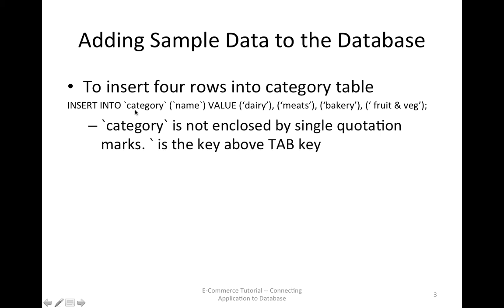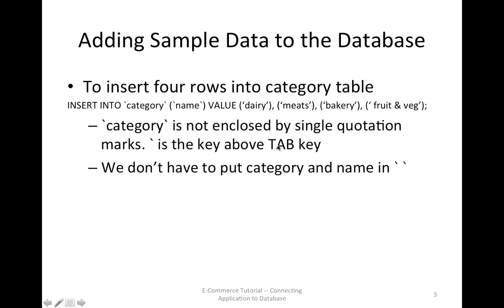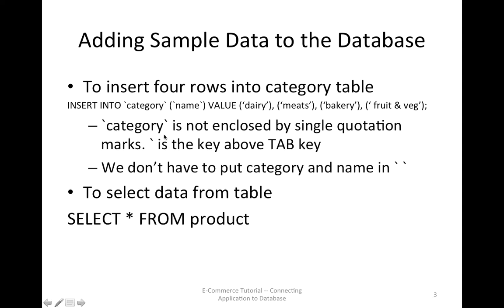Please pay attention, category and name are not enclosed by single quotation marks. This notation is the key above the tab key. And dairy, meats, bakery, fruit, and veg are enclosed in single quotation marks. Well, we don't have to put category and name in this notation. To select the data from the table, we will execute the MySQL command select star from product. This means select all the records in the product table.